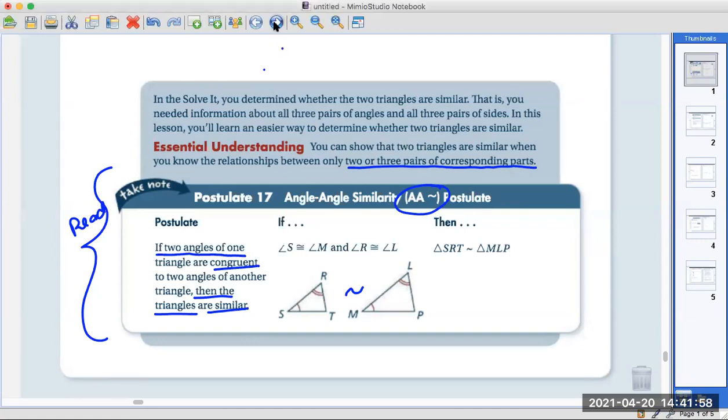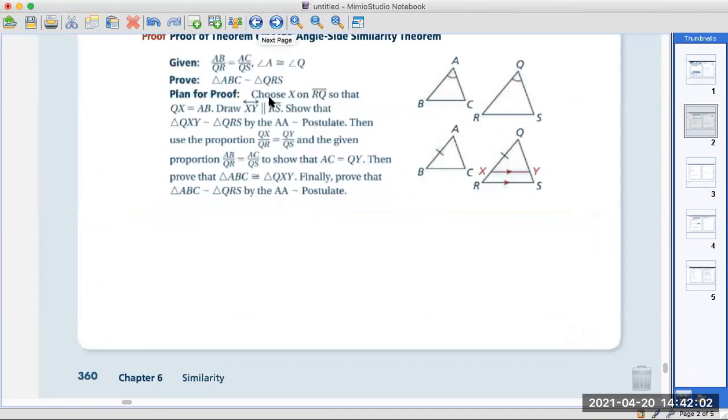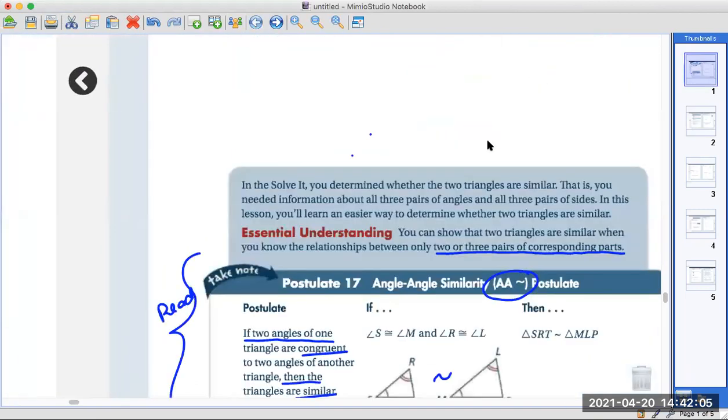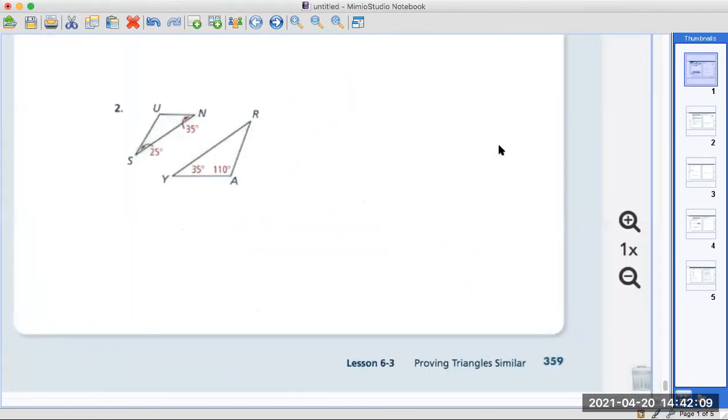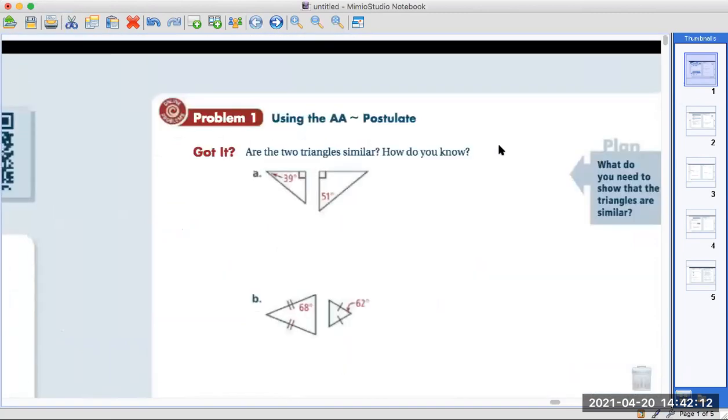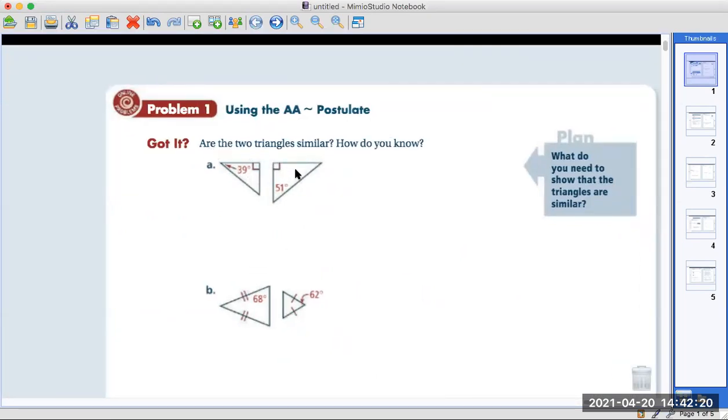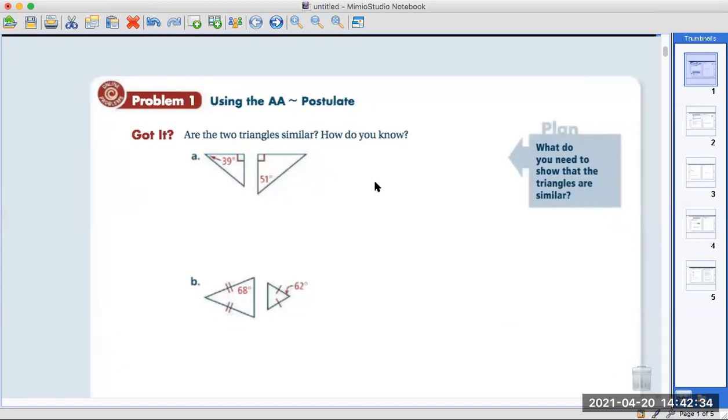And we're moving on to page, well, I missed one. Page 369 is over here. This is 359, I apologize. We're going to the top. We're going to use the AA similarity postulate, okay? And the question is, are the two triangles similar? How do you know? So I'm looking to see if I can find two angles that are equal or congruent. I only see one so far, that's the 90. So I need one more. So what I'm going to do is find the third angle, because the third angle will give it away. If that's 39, then I will say yes. If that is not 39, then it's no, okay?